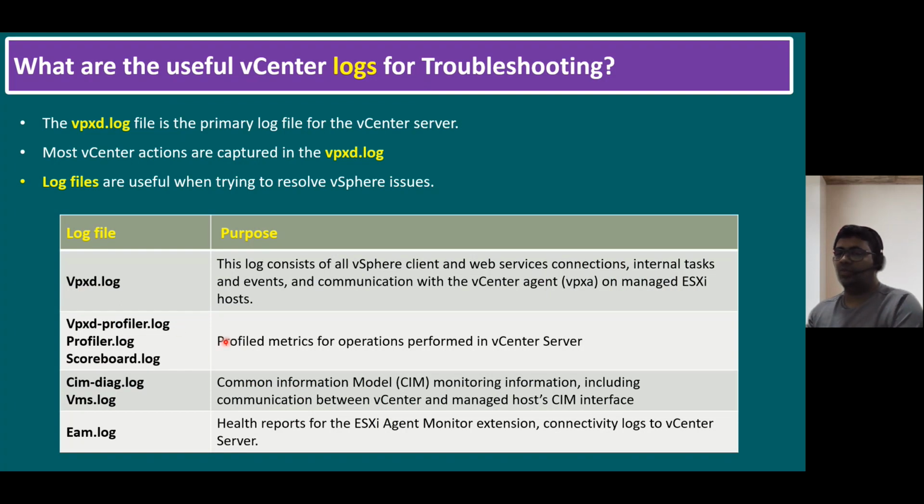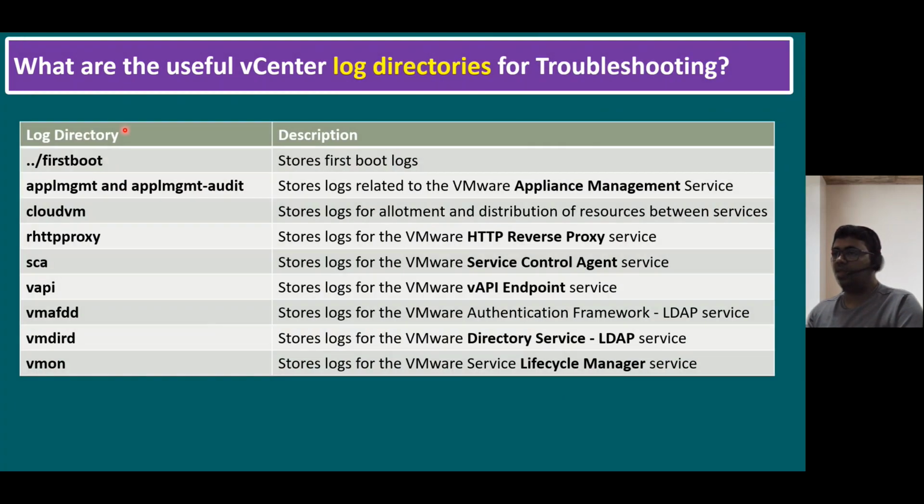Okay, so let's move on to the next slide. What are the useful vCenter log directories? Not only logs, there are some log directories that are also important. Log directories for troubleshooting. There are a couple of log directories like /firstboot. If you have vCenter server booting issues, we have to refer to the firstboot log. And there is applmgmt and applmgmt-audit. For application management service related issues, we can verify from this directory's logs. Similarly, for the proxy, we can refer to the rhttpproxy. And for service control agent service related issues, we can refer to the SCA directory logs.